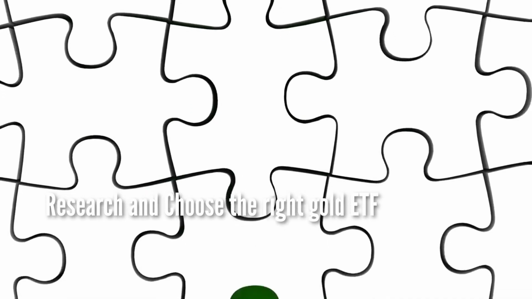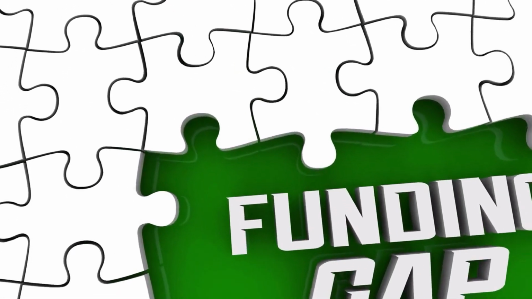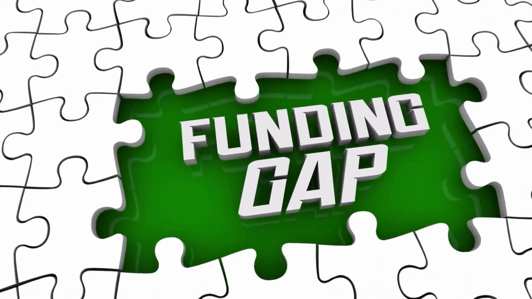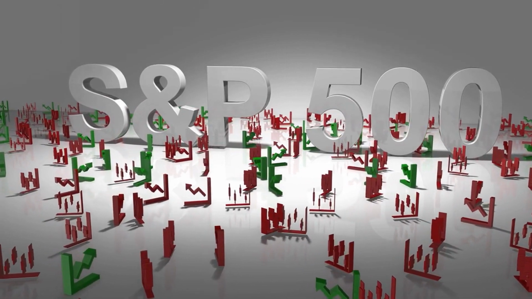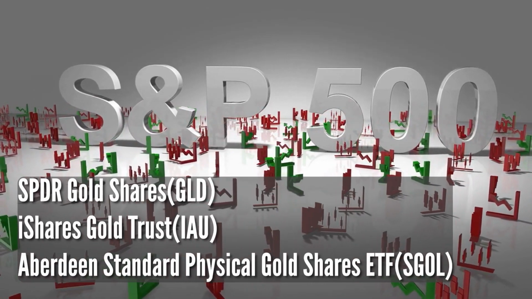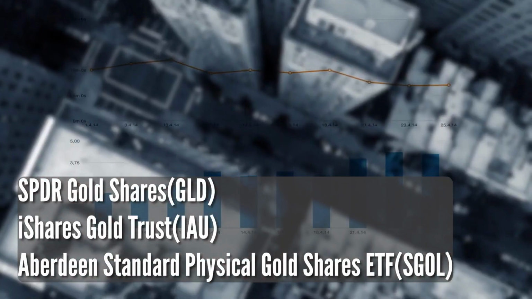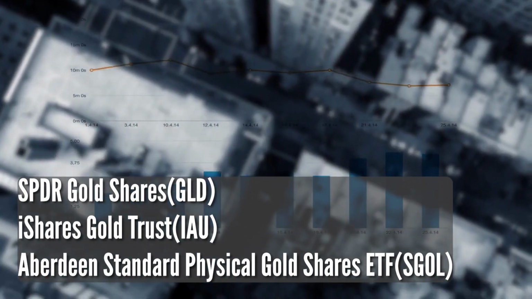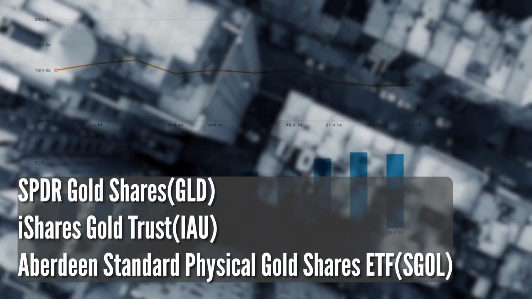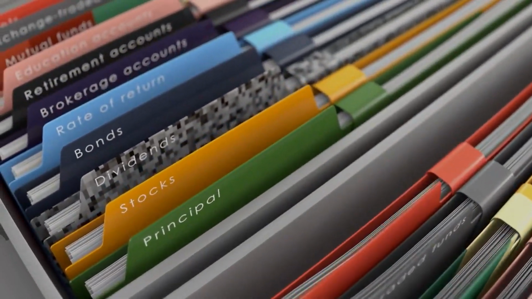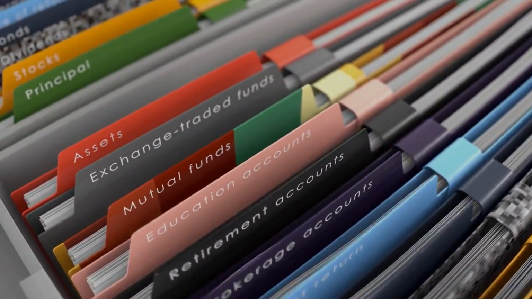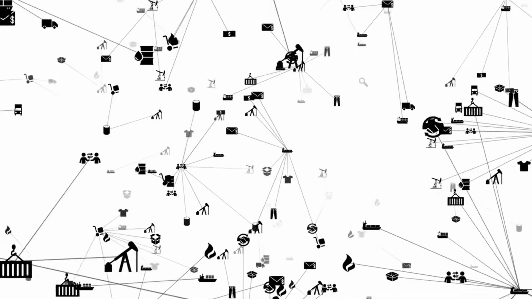Research and choose the right gold ETF. The first step in investing in gold ETFs is to research and select the right fund for your investment needs. Some of the popular gold ETFs include SPDR Gold Shares, GLD, iShares Gold Trust, IAU, and Aberdeen Standard Physical Gold Shares ETF, SGOL. It is essential to understand the fund's investment strategy, fees, and performance history before investing.